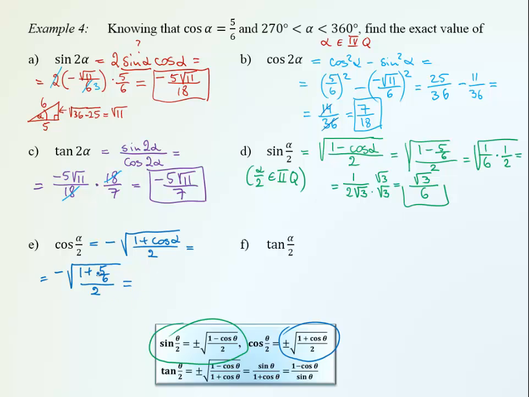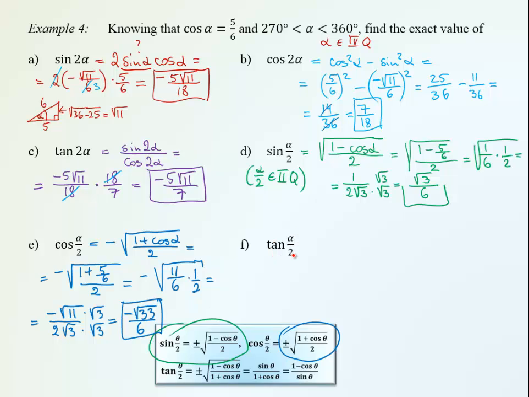And simplify as before. So we have 6/6 plus 5/6 is 11/6. And then instead of dividing by 2, multiply by 1/2. And that gives us negative root 11 over root 12, which again is 2√3. Multiply the top and the bottom by √3 to get rid of irrationality, and we end up with negative root 33 over 6. Final answer.